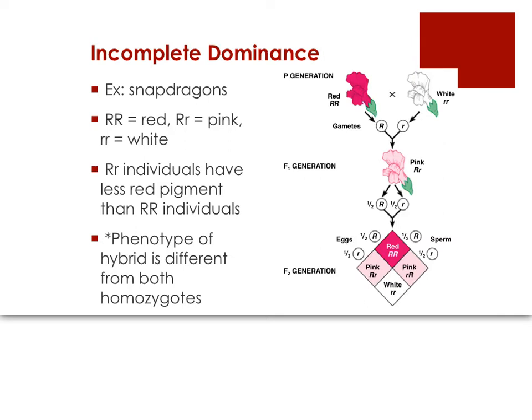So let's look at incomplete dominance in snapdragons. They're a great example of incomplete dominance. In snapdragons, if they are red, they show the homozygous dominant genotype. If they are pink, they show a heterozygous genotype. And if they are white, they are homozygous recessive. So the heterozygotes are individuals that have less red pigment than the homozygous dominant individuals. So they look pink because they're making less red pigment. And the phenotype of the hybrid is different from both homozygotes.